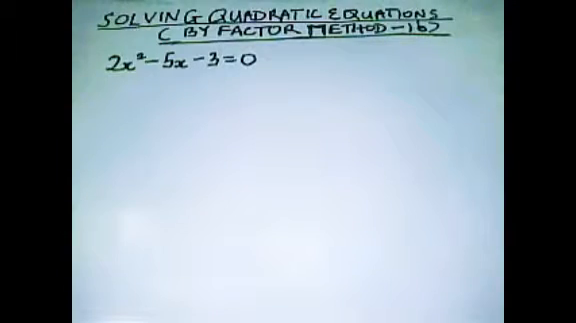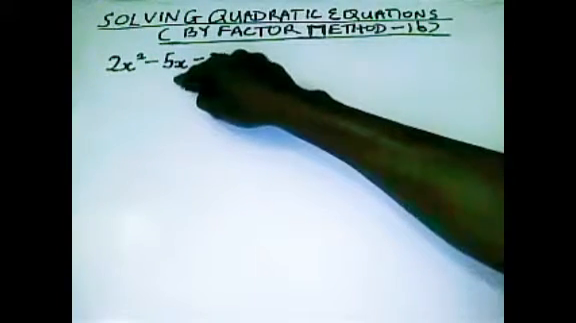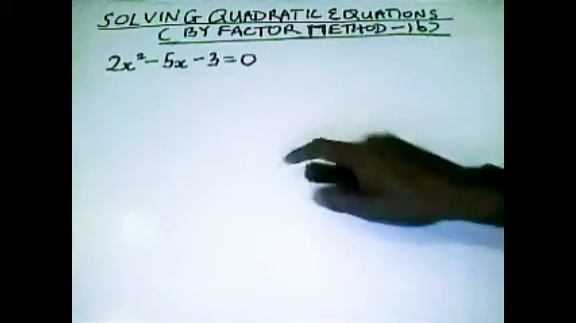In our previous class, we looked at how to use the factor method to solve quadratic equations. So we considered the first example. But here in our lesson, we are continuing from where we stopped. We are taking the second example. Now, we have 2x squared minus 5x minus 3 equals 0. How do we solve this?